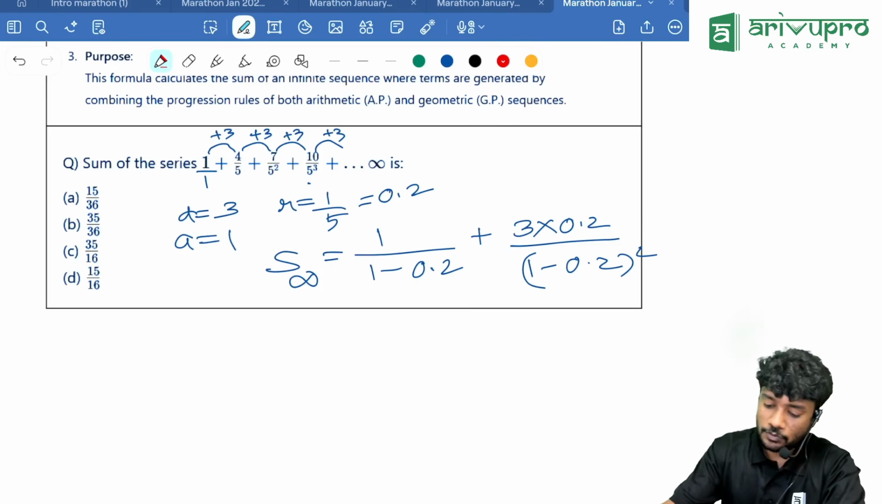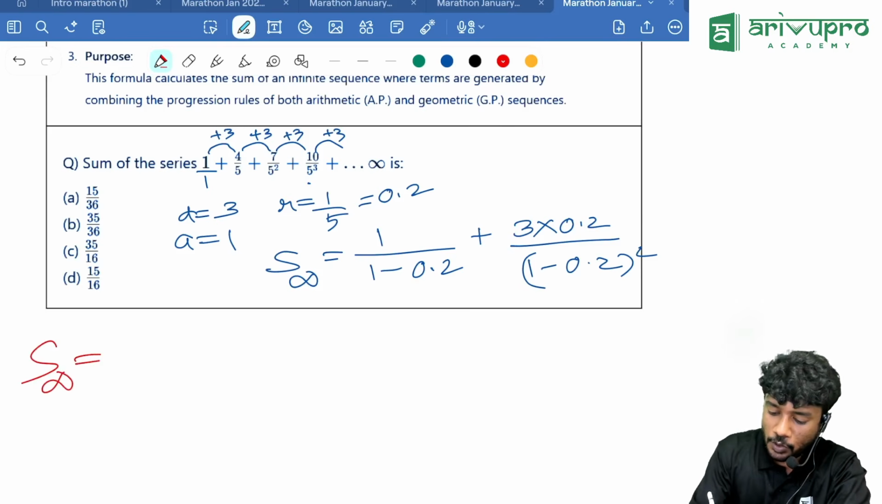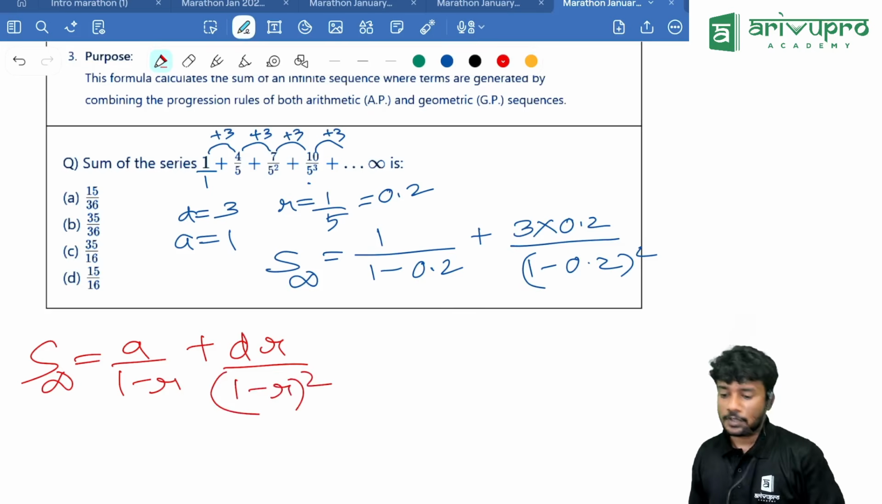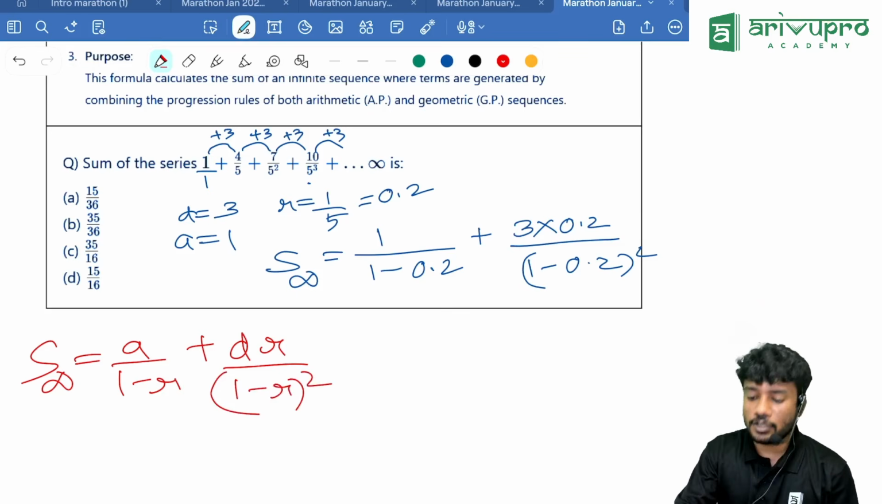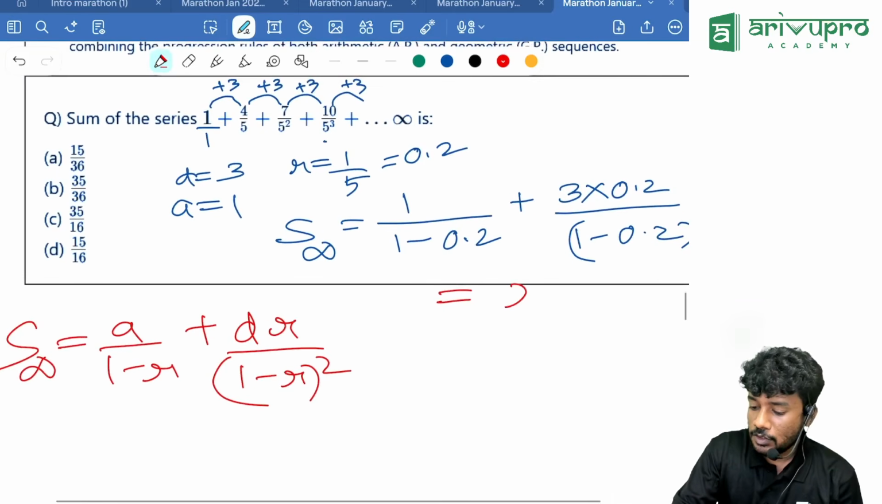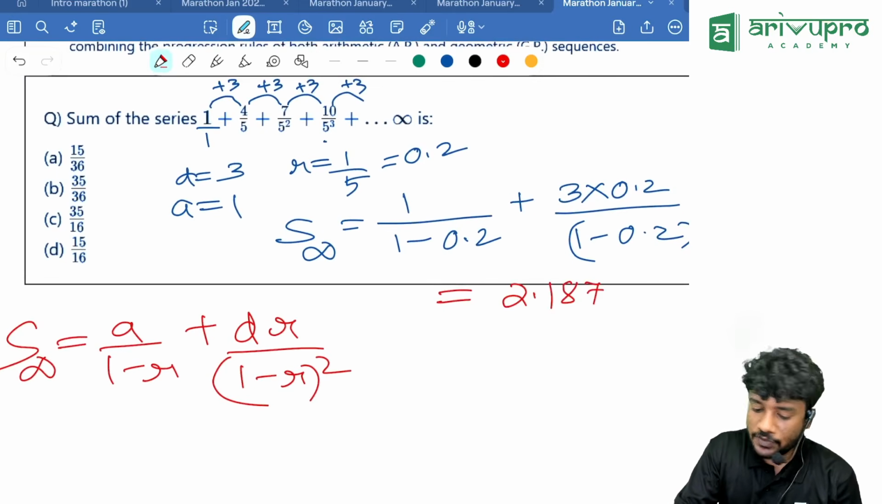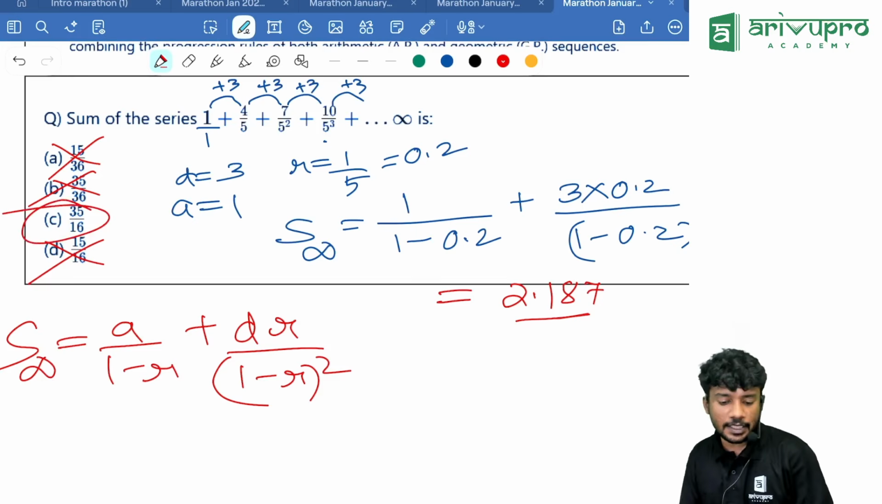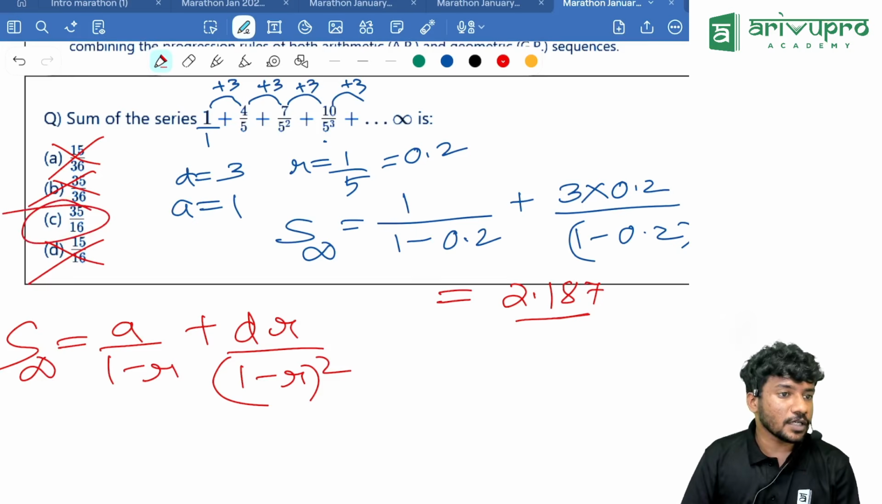Formula. What is the formula? S infinity is equal to A divided by 1 minus R plus D into R divided by 1 minus R the whole square. Yes. In decimals, how much did you get? 2.187. Looking at that only, this is not possible, this is not possible, this is not possible. Only one option is possible. That is option C is your answer.